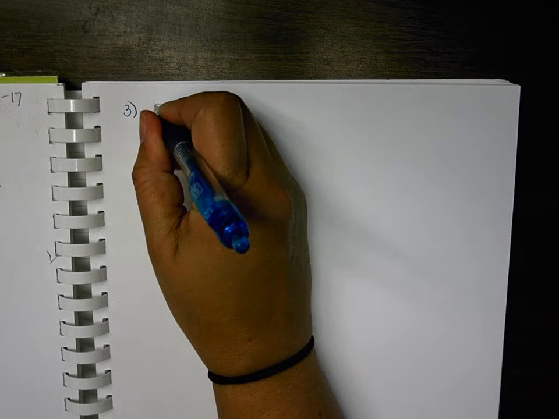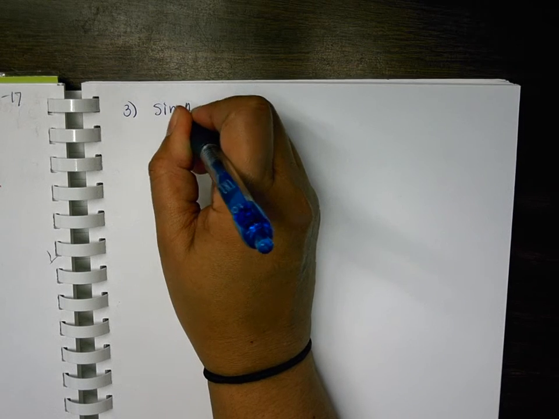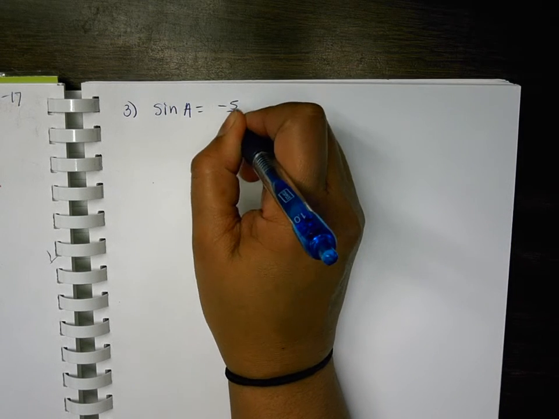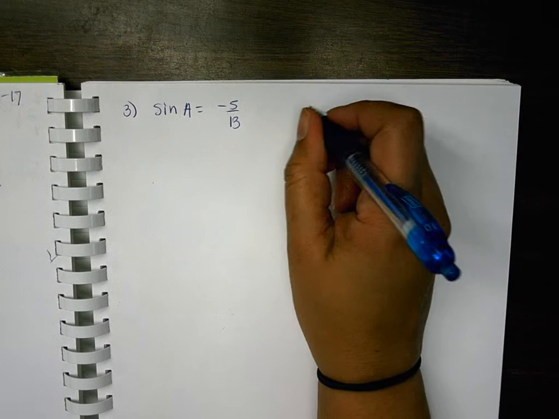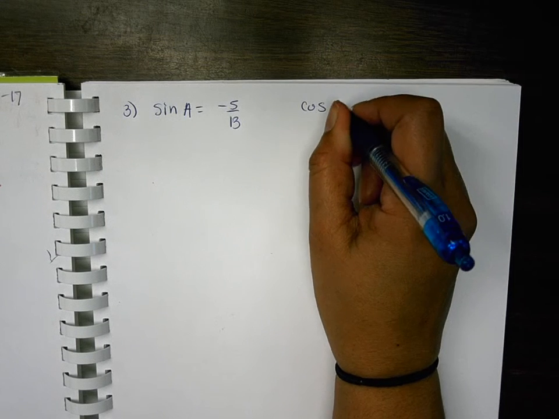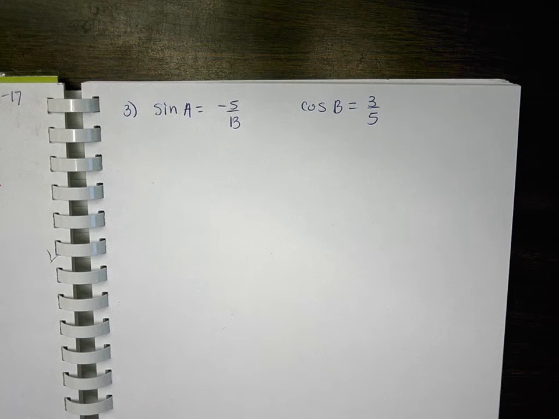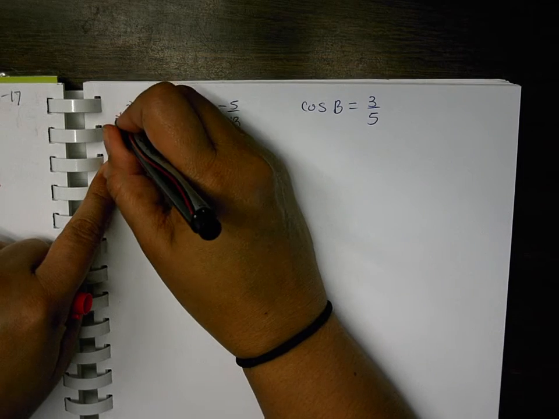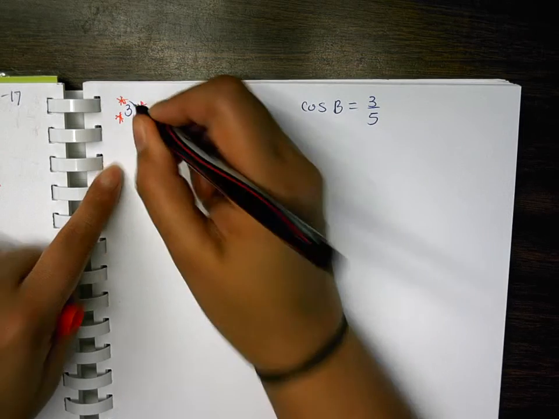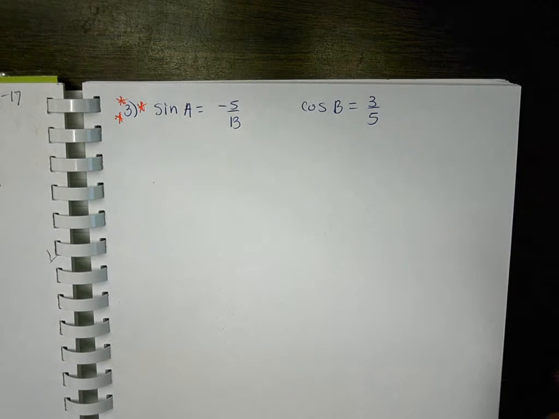Okay, sine of A equals negative 5/13. Cosine B equals 3/5. Okay, this one deserves some stars. What do the stars mean? It's super important and it's missed often. Not just that it's on the test, because all of this is on the test, but kids mess this up all the time.